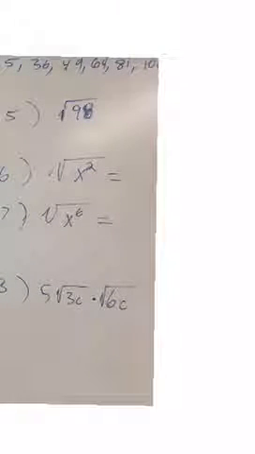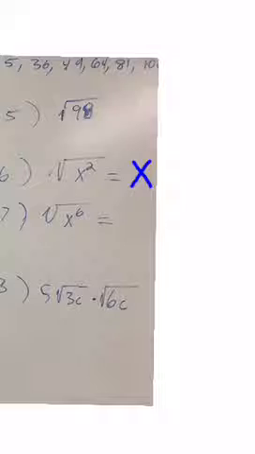Number 6, I'm doing the square root of x squared. So now I want what version of x times itself gives you x squared. So the square root of x squared is really, you're taking that exponent and dividing it by 2, right? Because x times x is x squared. So the square root of x squared is simply just x. And that's your answer.